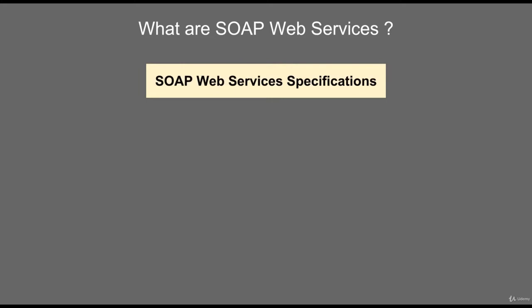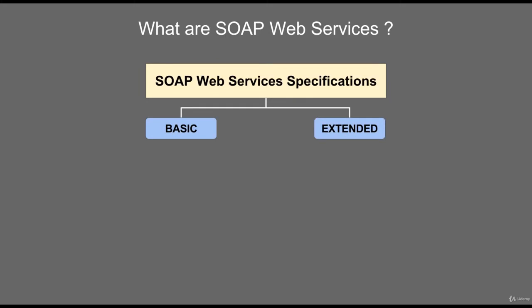The SOAP web service specifications laid down by W3C have two categories of specifications. One is the basic set, and it includes SOAP, WSDL, and UDDI. Any web service that follows these three specifications can be called a SOAP web service. We have already seen WSDL, which is Web Services Description Language, and UDDI in our last session. In case you have not seen that session, you can go back and see it first and then come to this tutorial. And then there is SOAP, which we will look into more deeply in this session.